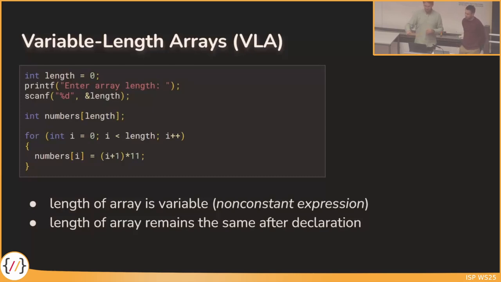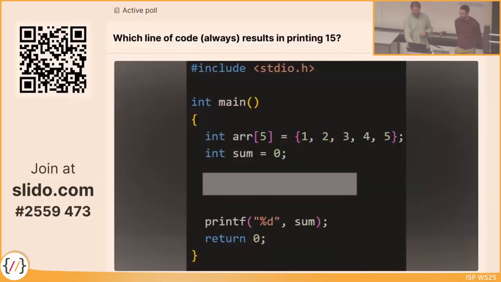All right. As you might have already spotted, we now come again to a Slido quiz. Again, having a short code snippet, again with one statement missing. Please tick the correct statement so that in the end this code prints 15.